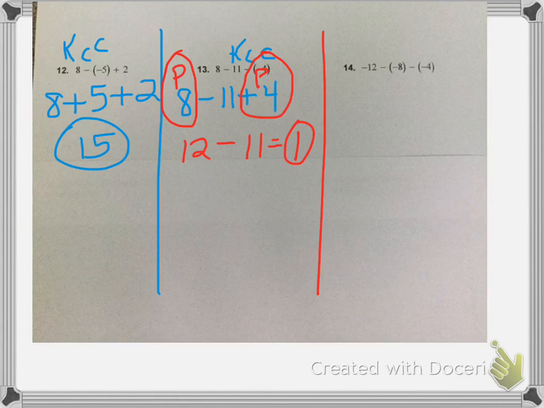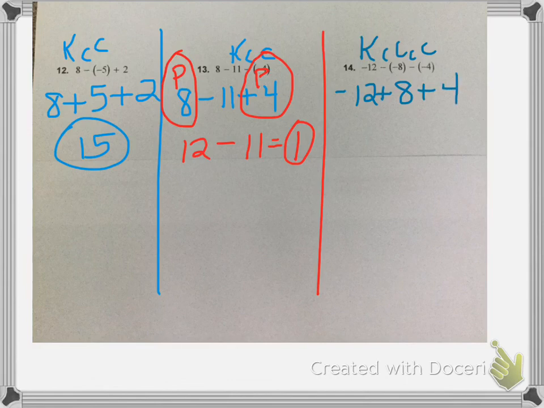Okay, last problem. We have negative 12 minus negative 8 minus negative 4. We have a double negative twice. So in this case, I'm going to call this a keep, change, change, change, change. We could do it all in one step, get rid of all of our double negatives. Okay, we have a negative 12. We're going to keep, change my subtraction to addition, change my negative 8 to a positive 8, change my subtraction to addition, change my negative 4 to a positive 4.